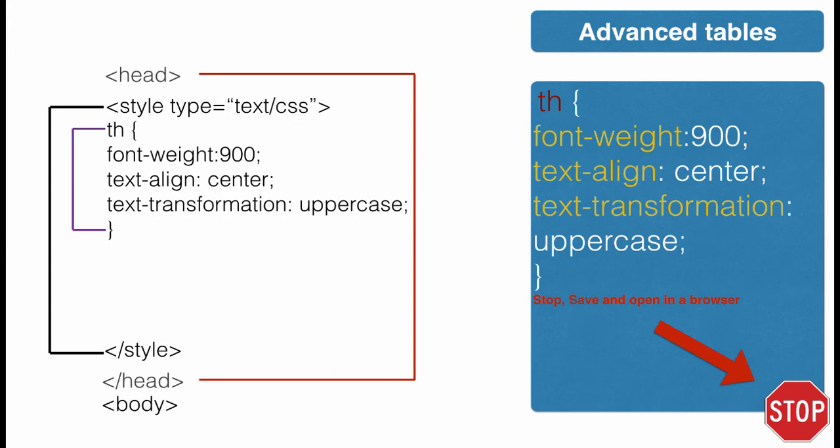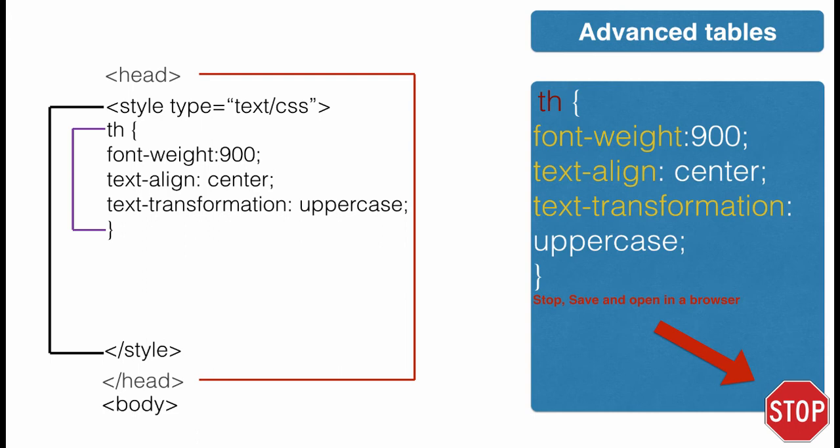We start with font weight, which is a measure of boldness. A font weight of 100 is a very light font, 900 is a very heavy, dark, bold font. So we're going to make our font weight 900. Then we're going to align the text to the center of the cell, and we're going to do something called a text transformation, which is going to make all of the text into uppercase.